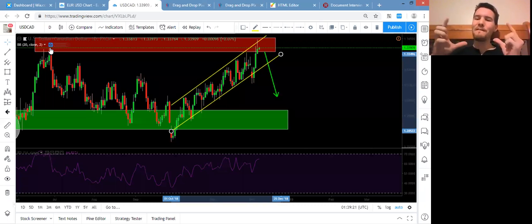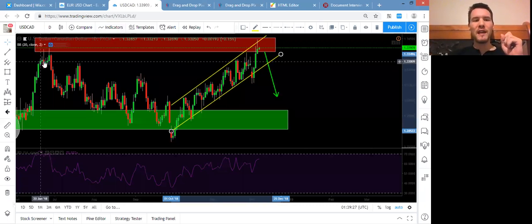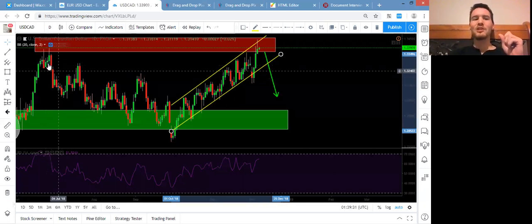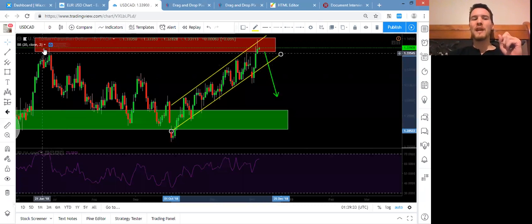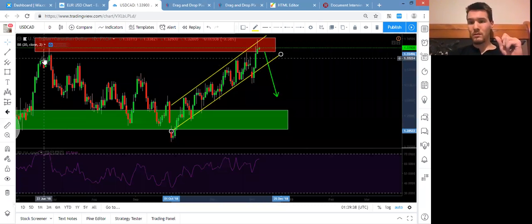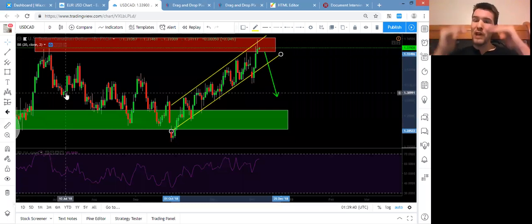That's an indication that volume is starting to decrease. I'm seeing different small doji candles here marking indecision. Indecision. And then the larger candles that attempt to break through are wicking down. So we have a combination of rejection and indecision.